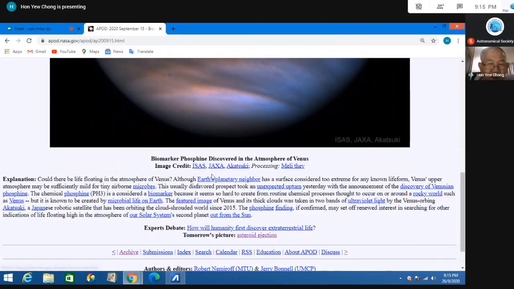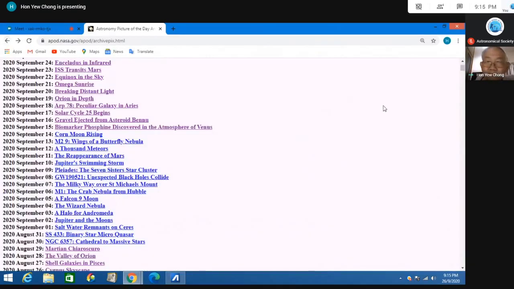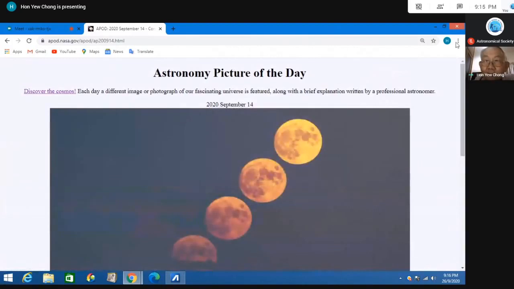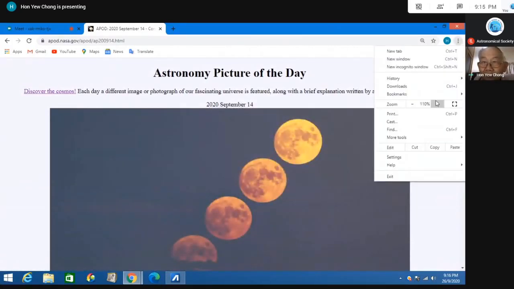JAXA is the Japanese Space Exploration Agency. JAXA is the Japanese NASA. So we go again. The next one is September 14. Go for the big object first.